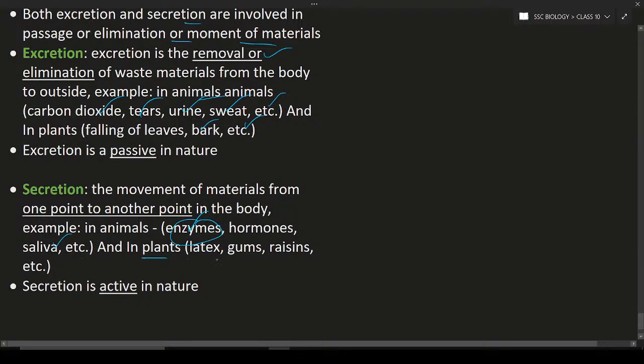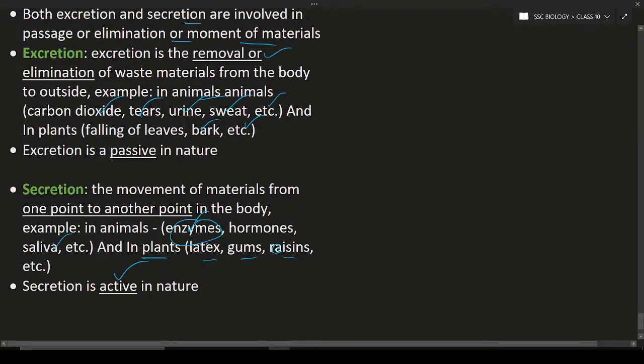And in plants, there are latex, gums, resins, etc. They are produced somewhere and also get stored somewhere in the plant body, and they do some function. That is also secretion. Secretion is active in nature. Why? Because it is going to require some amount of energy.